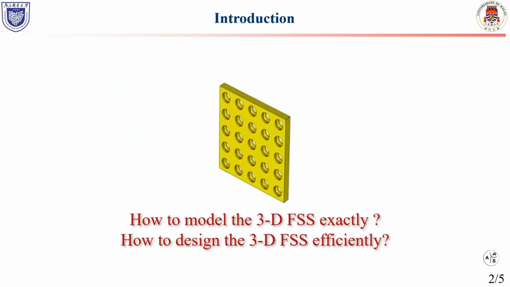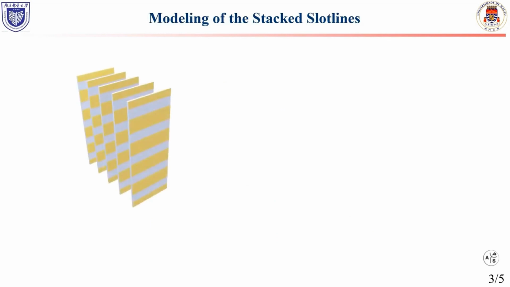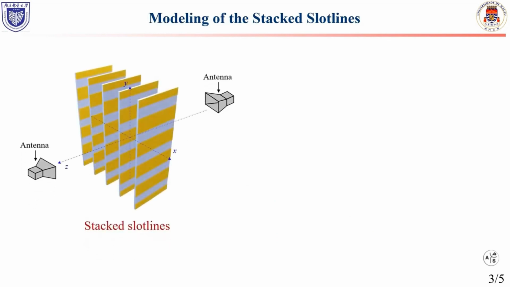So, how to model the 3D FSS exactly and how to design the 3D FSS efficiently become the most crucial problems. In our previous work, we have found a kind of transmission line type structure which can be modeled exactly, such as stacked slotlines. Here is the element of the stacked slotlines.